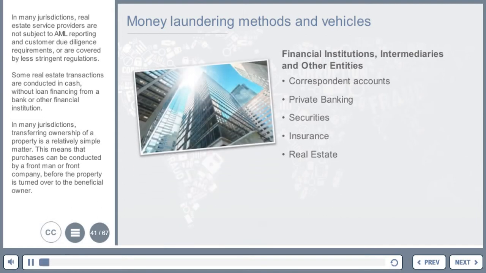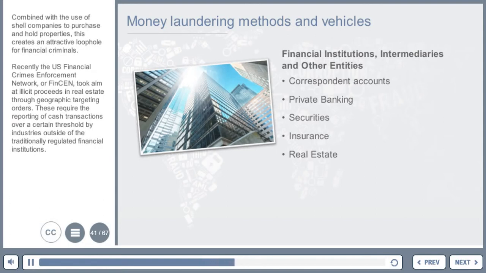In many jurisdictions, real estate service providers are not subject to AML reporting and customer due diligence requirements, or are covered by less stringent regulations. Some real estate transactions are conducted in cash without loan financing from a bank or other financial institution. In many jurisdictions, transferring ownership of a property is a relatively simple matter. This means that purchases can be conducted by a front man or a front company before the property is turned over to the beneficial owner. Combined with the use of shell companies to purchase and hold properties, this creates an attractive loophole for financial criminals.